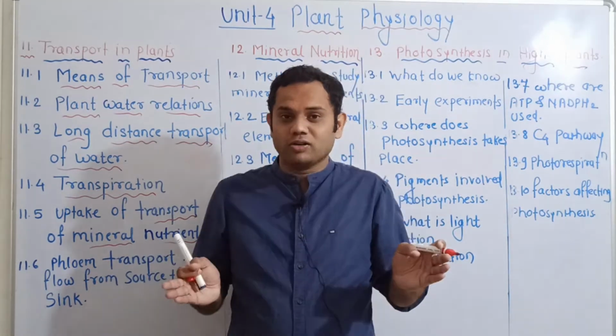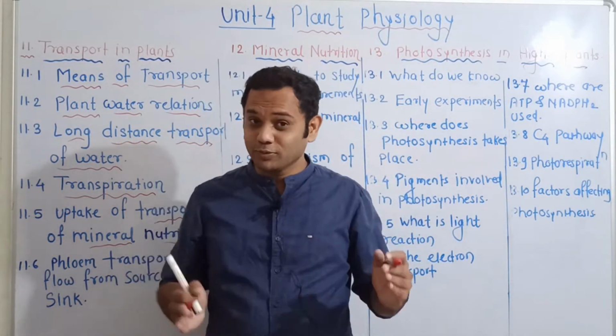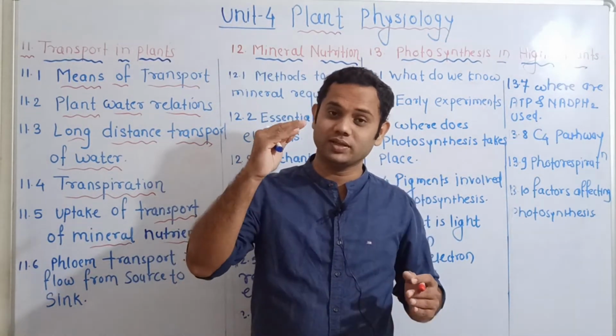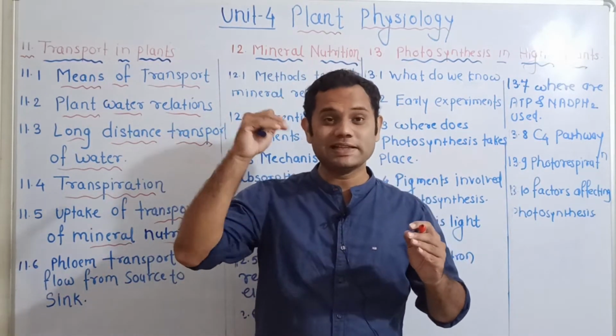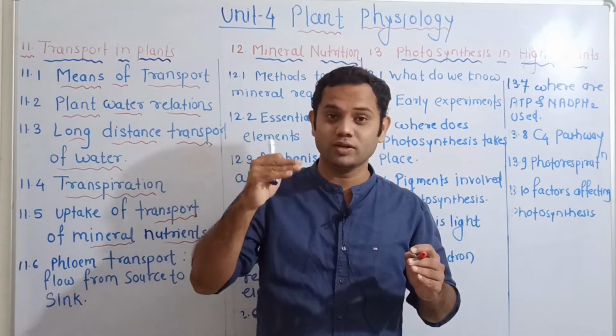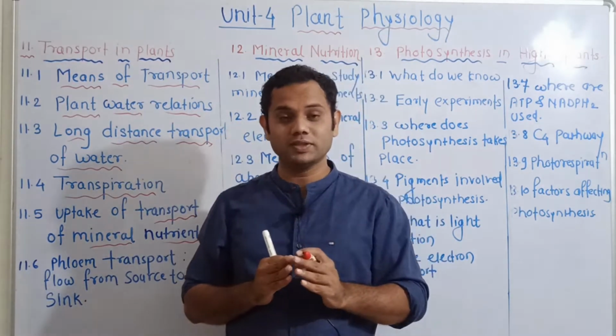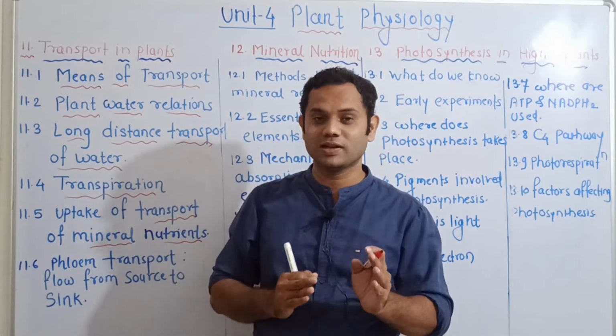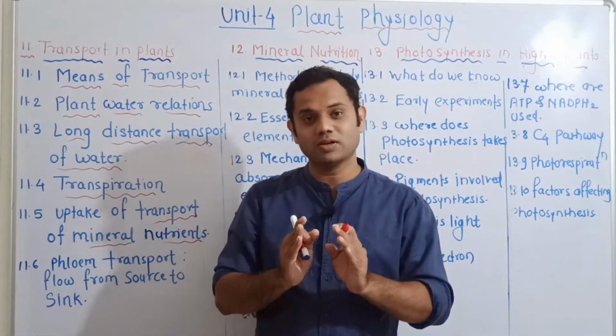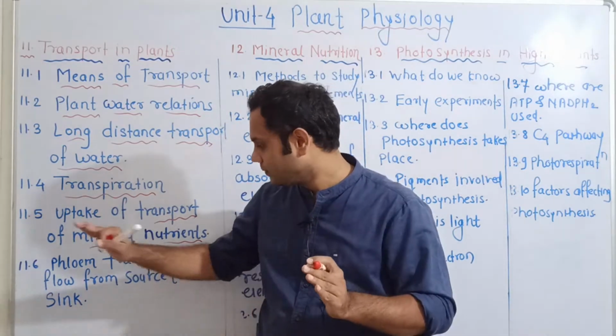Because not every part of the plant synthesizes food. Which part of the plant synthesizes food? It is only the leaves. Food is synthesized in the leaves only, or the green part which contains the chlorophyll pigment and chloroplast as a cell organelle. In that case only will the food get synthesized.